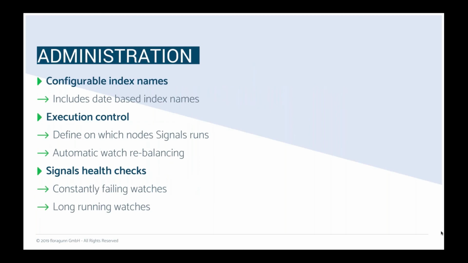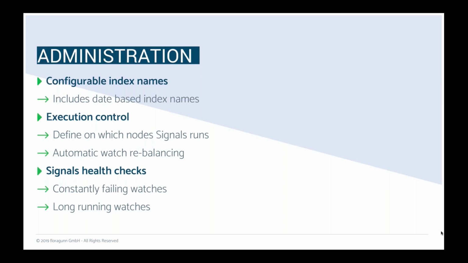Regarding administration, of course, you can configure all the index names. That's kind of a no-brainer. You can also control on which nodes Signals should run. So if you have a lot of watches and you don't want to run them on all the nodes that you have in your cluster, you can define that, for example, Signals should just run on 2 or 3 nodes. Of course, if a node goes down, we have an automatic rebalancing of our watches. So the watches that have been run on the broken node are then shifted to another running node.